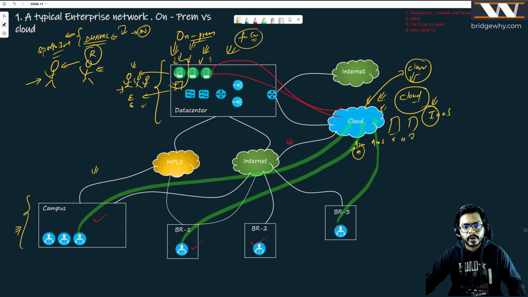But you have moved some of the servers into the cloud. That is not on-prem, right? That is not under your premises. That is basically in the cloud. So this is the difference between on-prem and cloud. It is as simple as that.